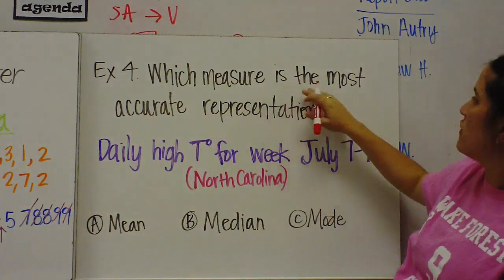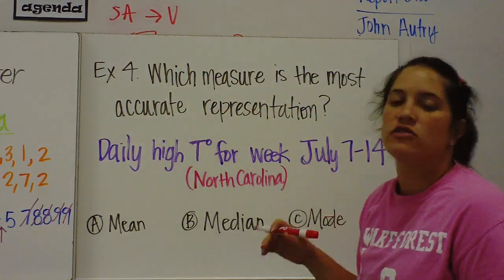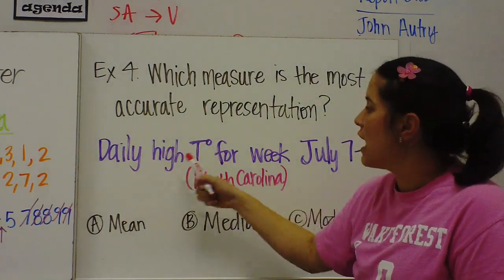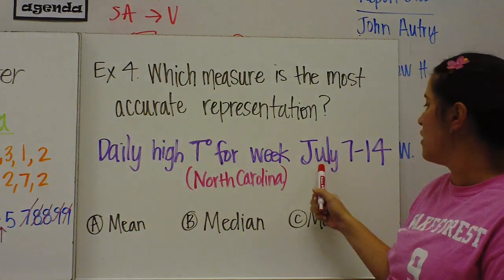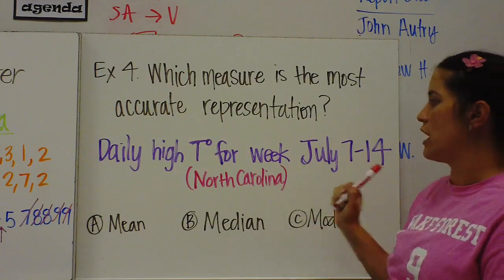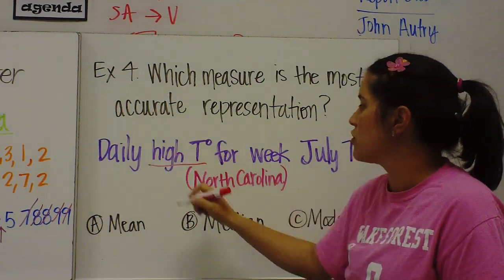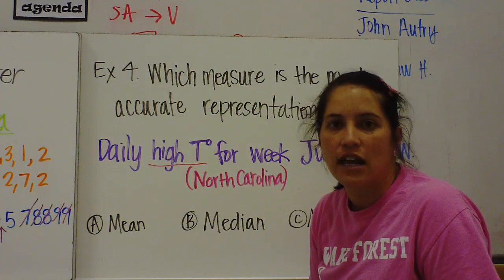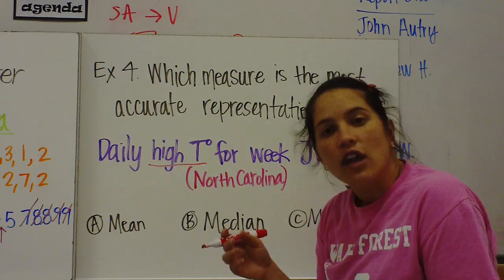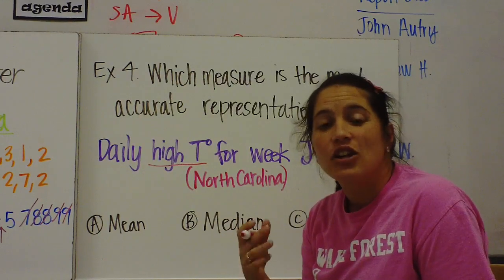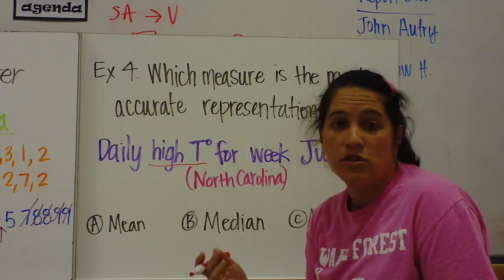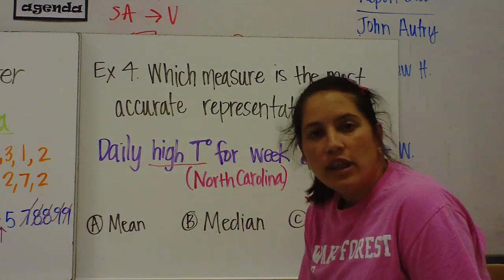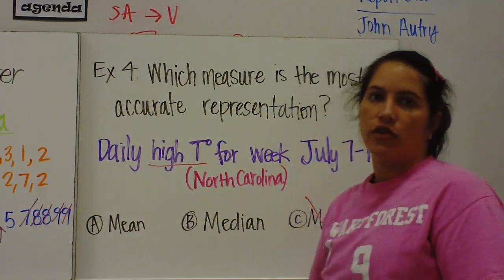So which measure is the most accurate representation? So the same type of thing. Which measure of center do we want to use? Daily high temperatures for the week of July 7 through 14. So daily high temperatures in North Carolina. Think about what North Carolina is like in July. Daily high temperatures. First of all, is it non-numerical? No, it's numerical, so it's not going to be mode. What do we think the daily temperatures in North Carolina are for July?